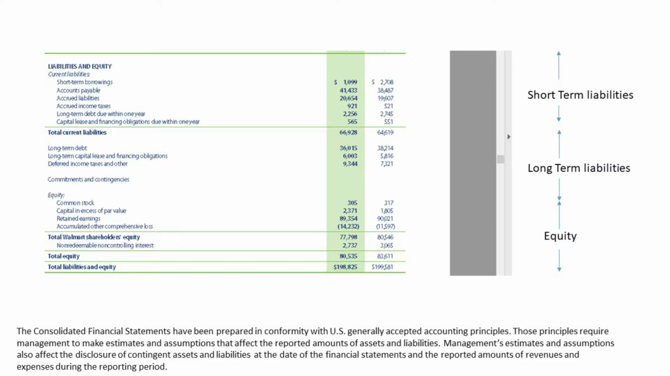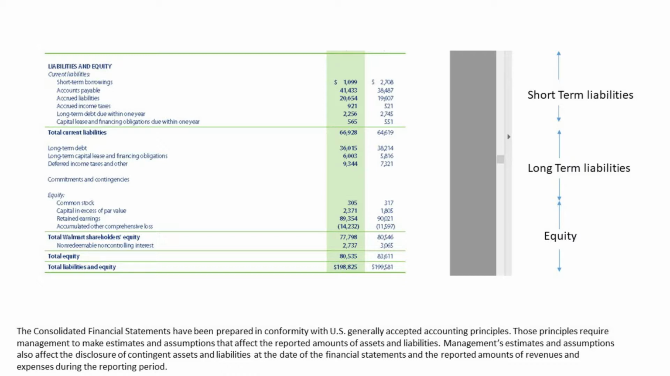There are two main parts to it: the current liabilities, or short-term liabilities, and the non-current or long-term debt, which forms the other part. You can see on the screen, this is from Walmart's balance sheet, the three parts: short-term liabilities, long-term liabilities, and the equity portion. Put together, the total liabilities and equity is $198.8 billion. Let us see each term within this liability section.